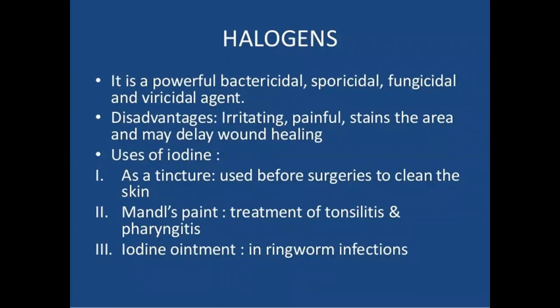Then the next one is chlorinated lime. It is also a halogen. It is used as a disinfectant and as a deodorant. Do you know deodorant? It is used to remove bad odor, to deodorize. So that's why chlorinated lime is a disinfectant and deodorant.